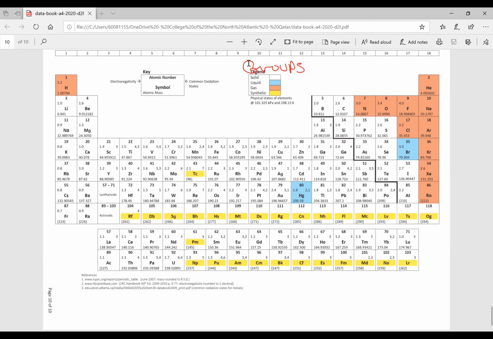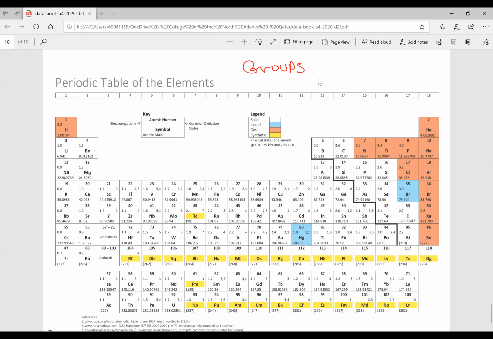All right, sorry, let me go back here. All right, so we have our groups up top. There are 18 groups. They're columns, so the groups go up and down, up and down. On the left, we have periods. Actually, let me undo that. Let me number them. The periods, I kind of lied in my notes.